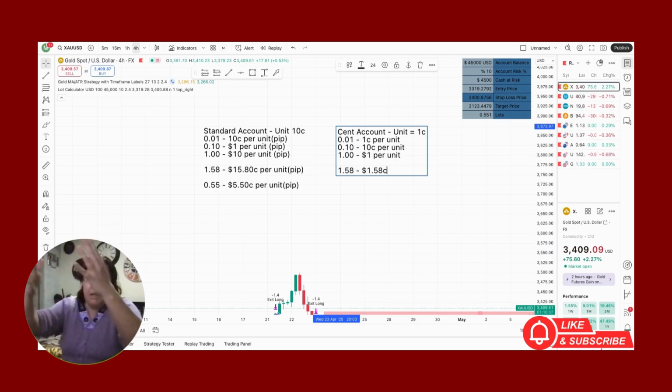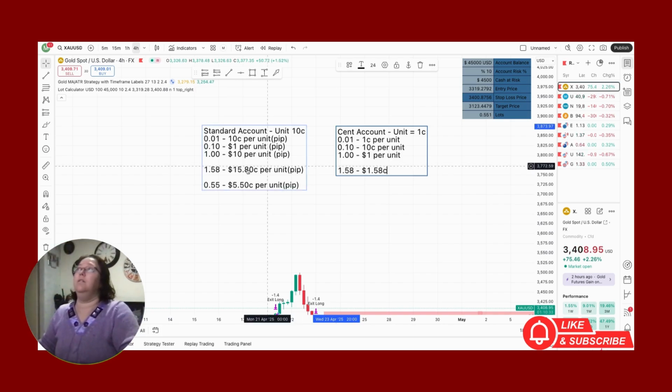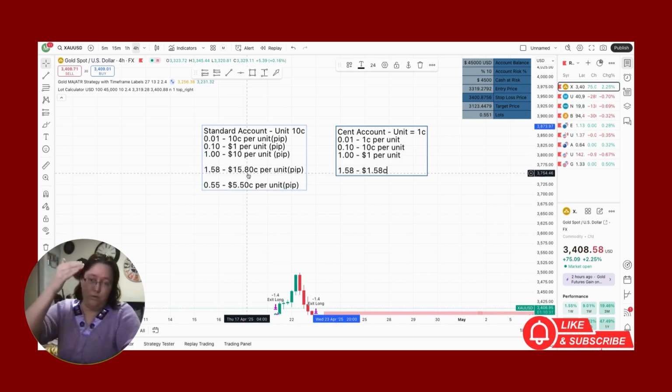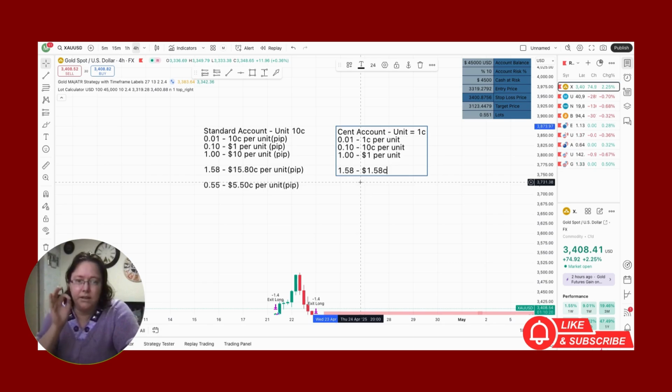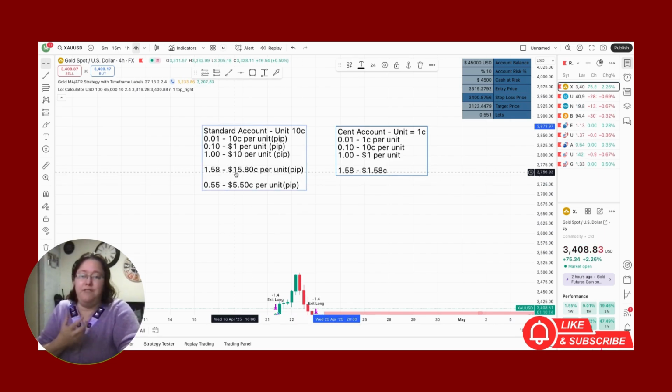So if it hits the stop loss, you are not losing $15. Okay, well, that's if it moves one pip. But I mean, that's ideally. Look at the difference in risk. The accounts function exactly the same, just the amount of risk that you can take. Because a lot of people can swallow a $1.58 loss versus $15.